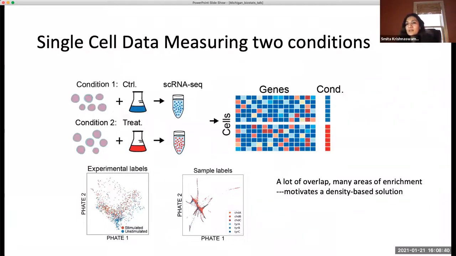So the setup here is you have two conditions. It could be healthy and diseased. It could be a sample from a particular experimental condition. The abstract idea is you have single cell data sets that often have a lot of overlap, and you want to study where the differences are, and you want to get a hold of these differences.